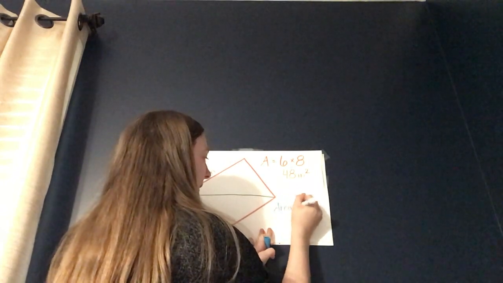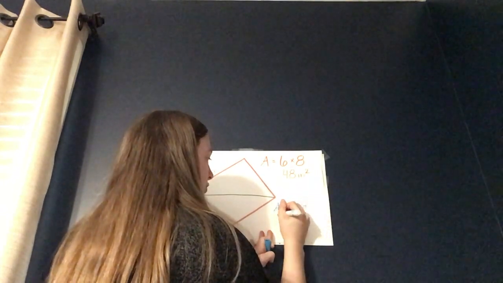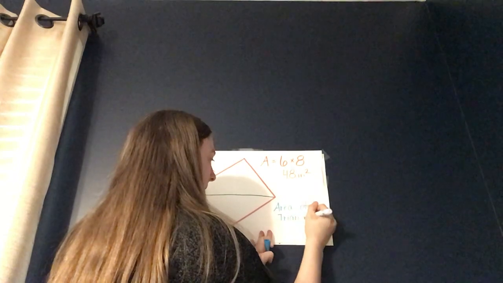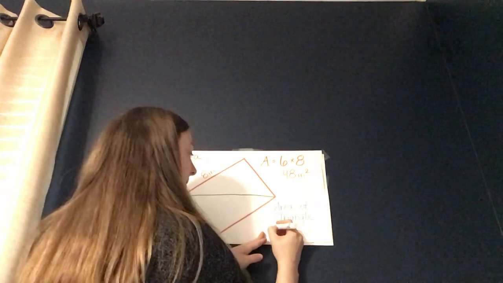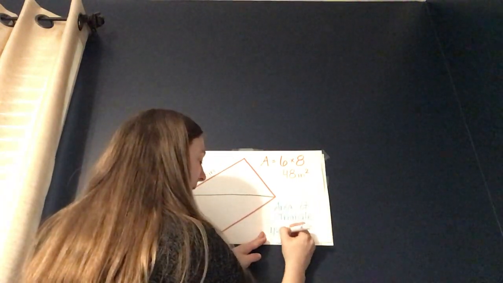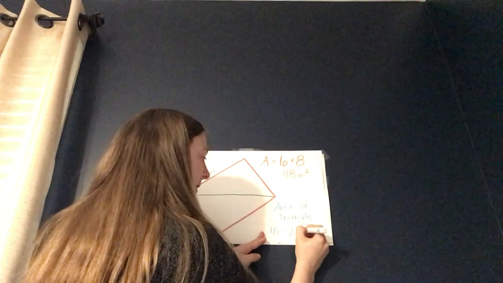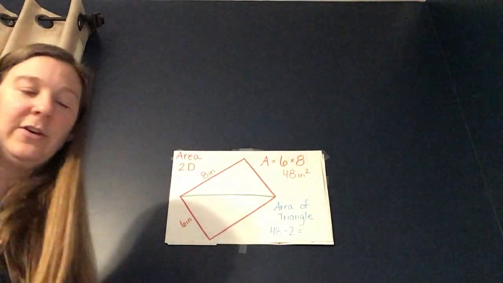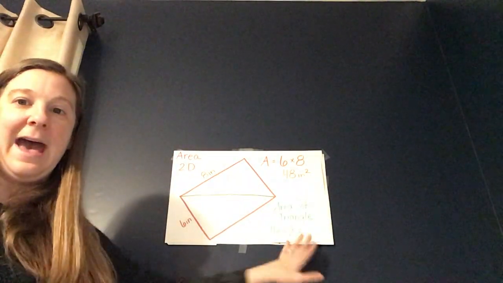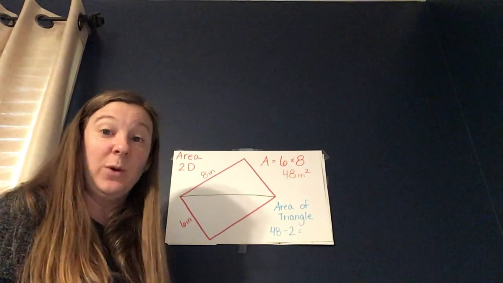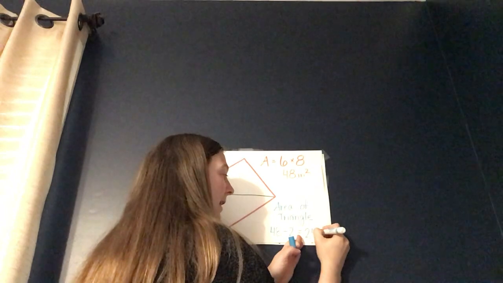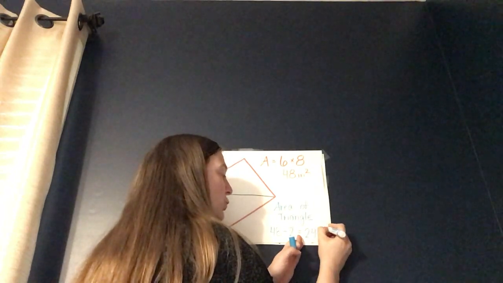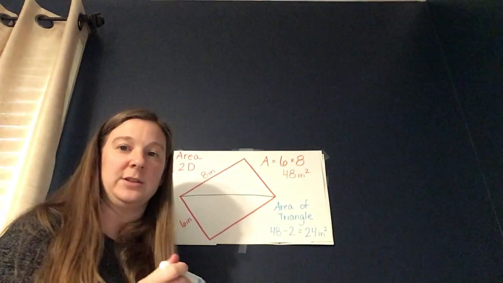area of triangle. I'm going to take the area of the rectangle where I did base times height, 48, and I'm going to divide it in half. I'm going to find half of the value. Half of that value is going to give me 24. So the area of the triangle is 24 inches squared.